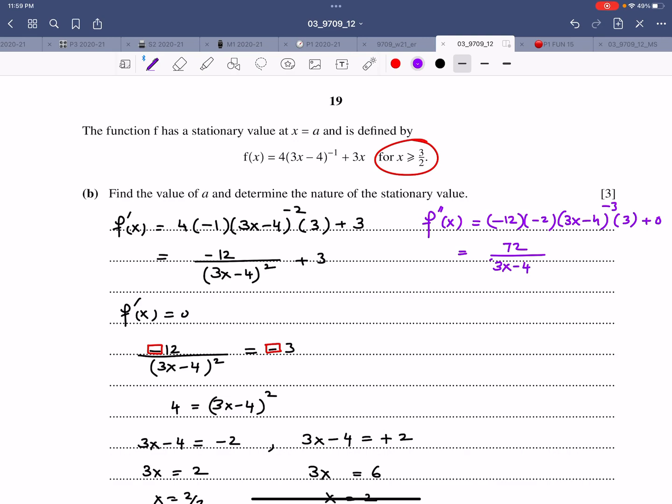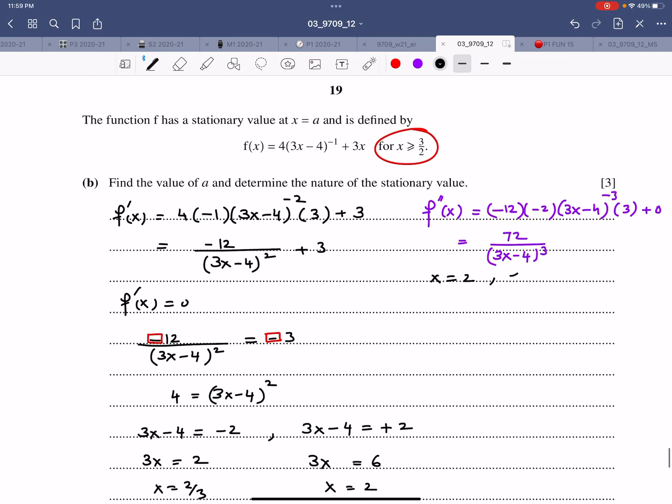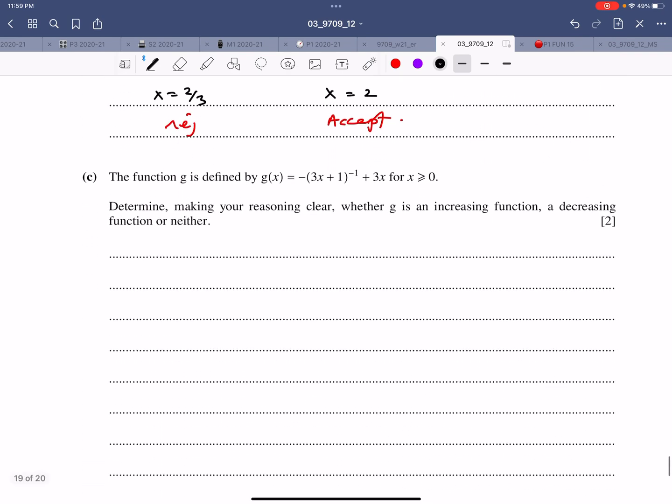Now when x is equal to 2, f double prime of 2 is 72 over (3 times 2 is 6, 6 minus 4 is 2), 2 cubed, which is positive. Therefore, this point is in fact a minimum. So that is also proven. Now the last part of this question, and don't forget we still have to do 10.